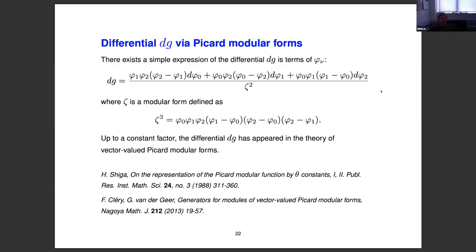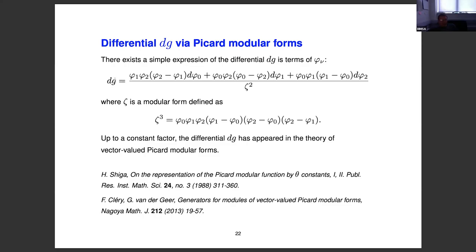Let's form this ratio. You form this vector-valued modular form on the top. It's a differential one form, actually. And you divide it by zeta squared. It turns out that this is a well-defined holomorphic object. It's a modular covector, a modular one form. What was not known, by the way, in the literature is that this covector is closed. So it's a differential of some function, all right?